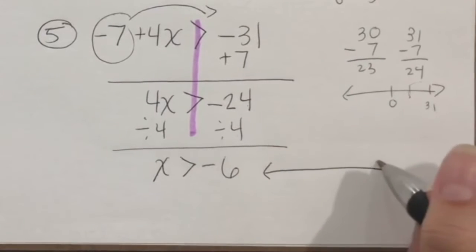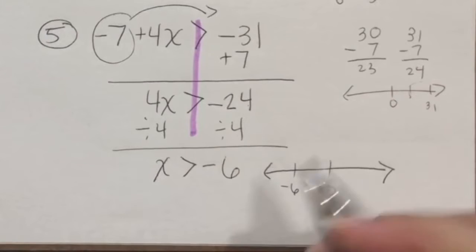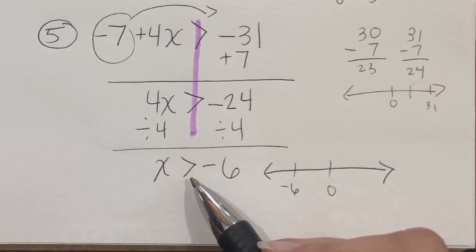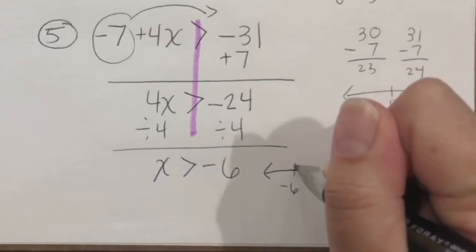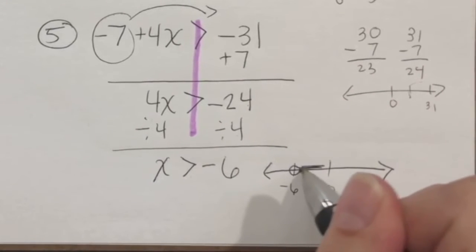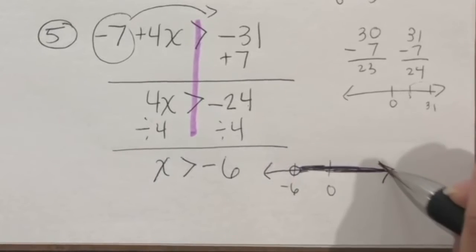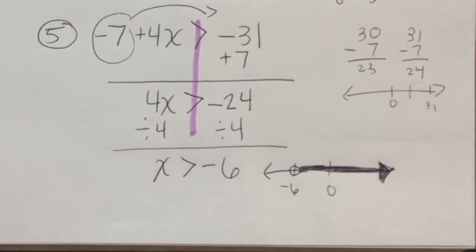Let's graph it. Put our 0, put our negative 6. And do we bubble in the circle or not? We do not, because it does not include negative 6. Now let's shade going bigger, because it's all the x's bigger than negative 6.